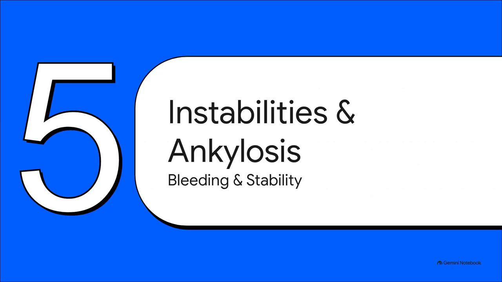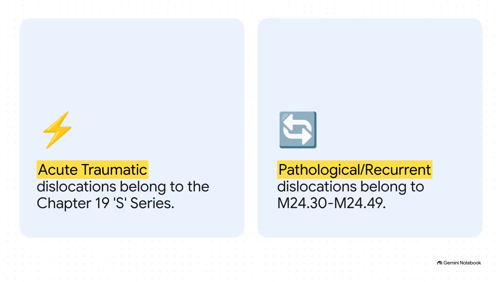Let's dive into Section 5, Joint Instabilities, Ankylosis, and Bleeding. This right here is a massive coding pitfall. You must aggressively differentiate a brand new acute traumatic dislocation from an ongoing pathological one. Let's say a patient falls and dislocates their shoulder for the very first time today. Well, that's an acute injury coded in the Chapter 19 S series. However, if that patient has loose ligaments and dislocates their shoulder repeatedly, or if a disease process causes the dislocation without any trauma at all, it becomes a pathological or recurrent dislocation, and that is found in the M24 block. You definitely do not want to mix these two up.